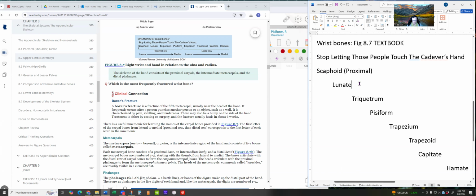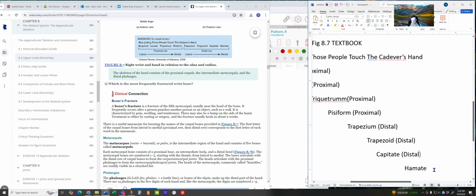Proximal. Pisiform is the last proximal bone. Then trapezium is distal, trapezoid distal, and the last two are also distal. We're probably going to run out of space here to write this. This is all distal.